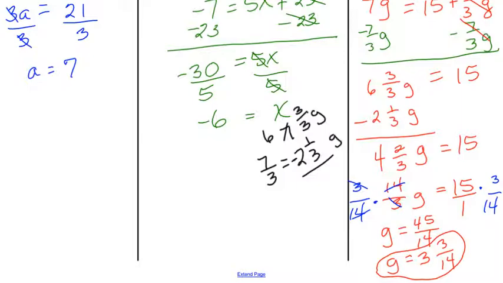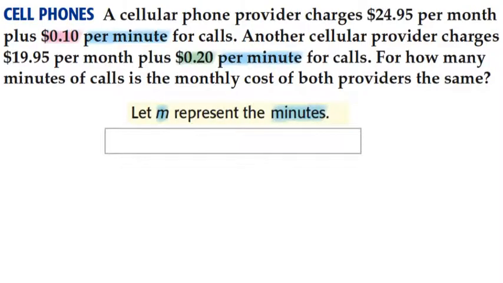That one took a few steps. Cell phones. A cellular phone provider charges $24.95 a month plus 10 cents a minute for calls. Another cellular provider charges $19.95 per month plus 20 cents per minute for calls. For how many minutes of calls is the monthly cost of both providers the same?